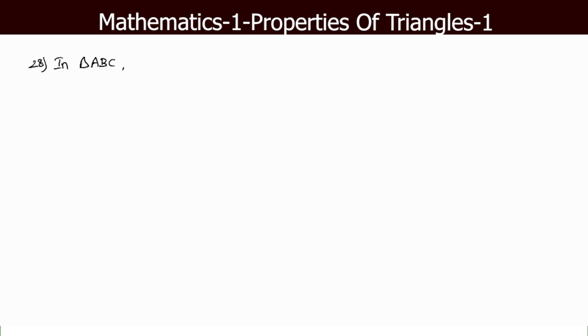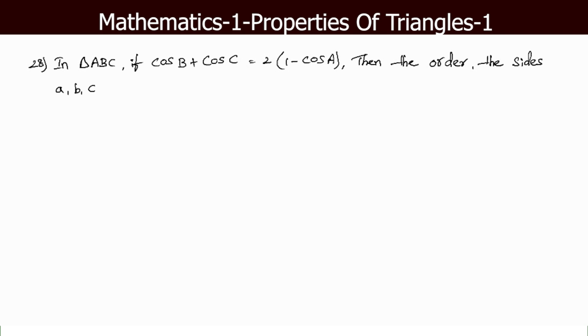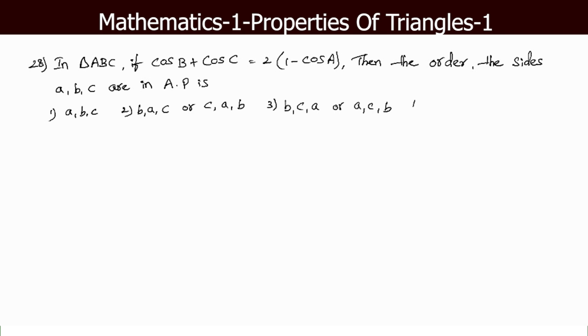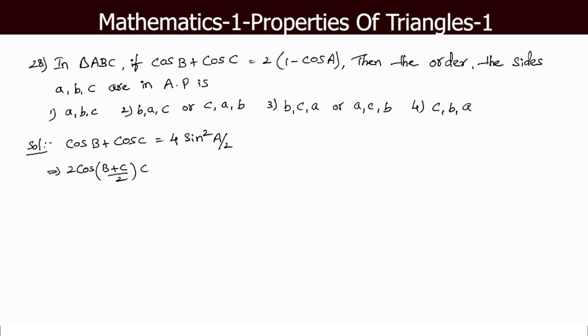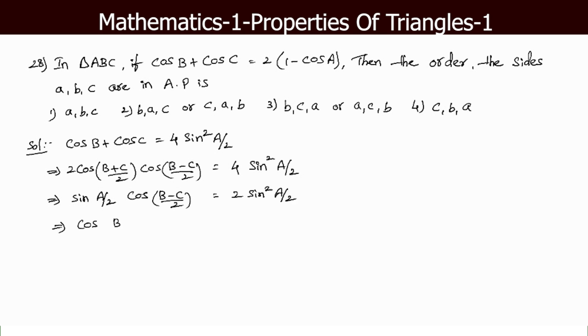Next, 28. In triangle ABC, if cos B plus cos C is equal to 2 into (1 minus cos A), then the order in which the sides a, b, c are in AP is: a, b, c in AP, or b, c, a in AP, or c, a, b in AP, or c, b, a in AP. So cos B plus cos C is equal to 4 sin square A by 2, which implies 2 cos (B plus C) by 2 into cos (B minus C) by 2 equals 4 sin square A by 2. That is sin A by 2 cos (B minus C) by 2 is equal to 2 sin square A by 2, which gives cos (B minus C) by 2 is equal to 2 sin A by 2.